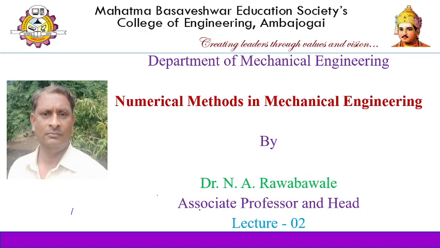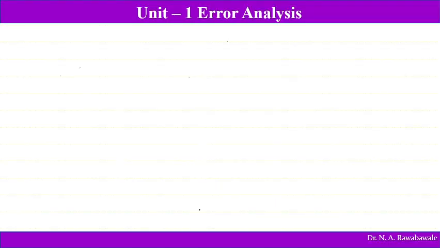In the previous lecture, we discussed significant figures, the importance of significant figures, the definition of accuracy and precision, and the difference between accuracy and precision. Today we are going to discuss error. Generally the errors which are discussed are approximate error and true error. So today we are going to discuss about error.